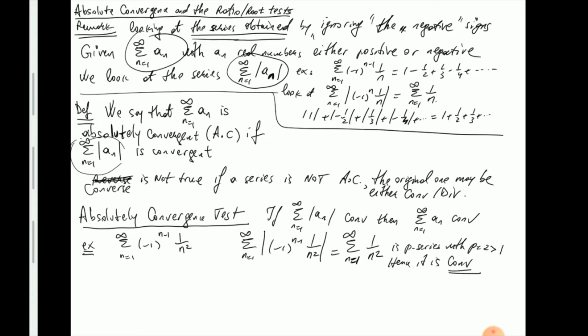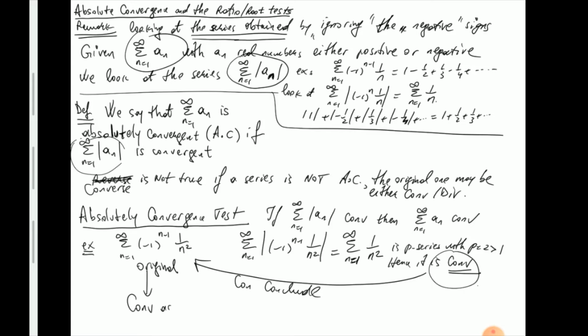Again, just pause for a moment. What I just said is, the series obtained from the original one by replacing the negatives with positives, we concluded that this new series is convergent. And the absolute convergence test simply states that if that's the case, then we can conclude that the original one is convergent as well. In fact, by the definition above, it is absolutely convergent.